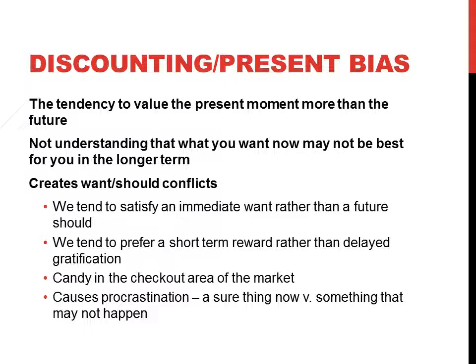And this is what is known as a want-should conflict. The present bias leads us to tend to satisfy an immediate want rather than a future should, something that's best for us in the long term. It is short-circuited by what we want right now in the short term. We tend to prefer a short-term reward rather than delayed gratification. We can overcome this, but it takes some discipline.